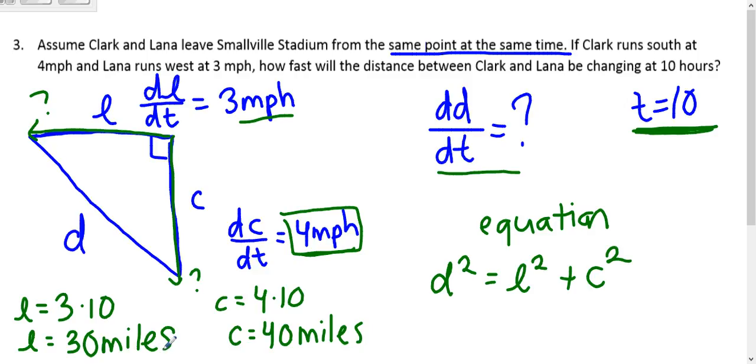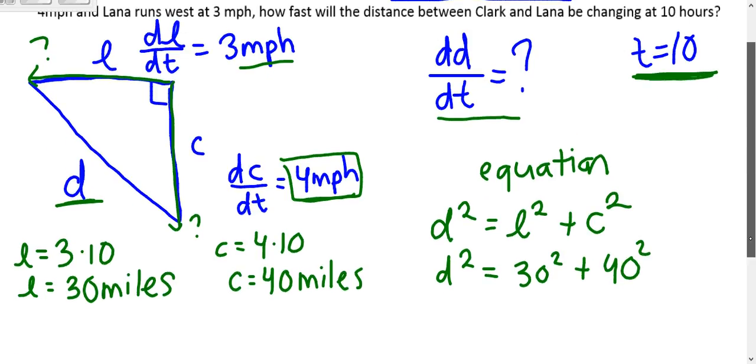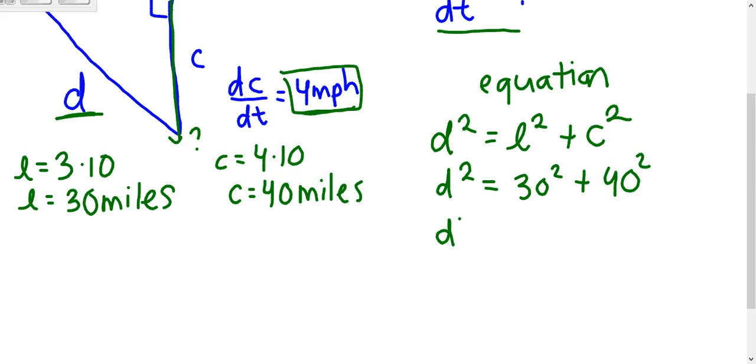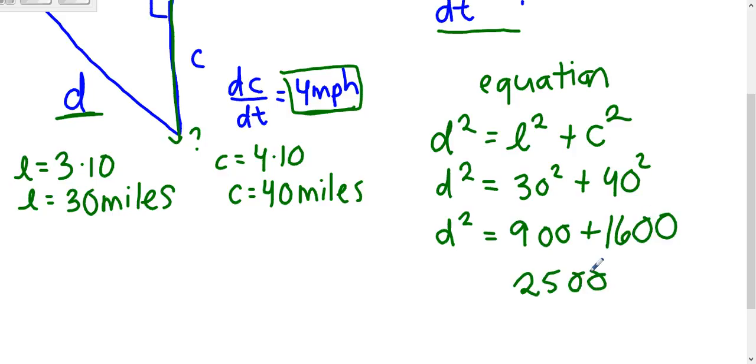We know how fast they're going, and now we would need this distance. So we can use this equation before we take the derivative to figure out the distance. So d squared is L squared, so that is 30 squared, plus C squared, which is 40 squared. So d squared is 900 plus 1600, which is 2500. That's d squared, but we need d, so the square root of that is 50.